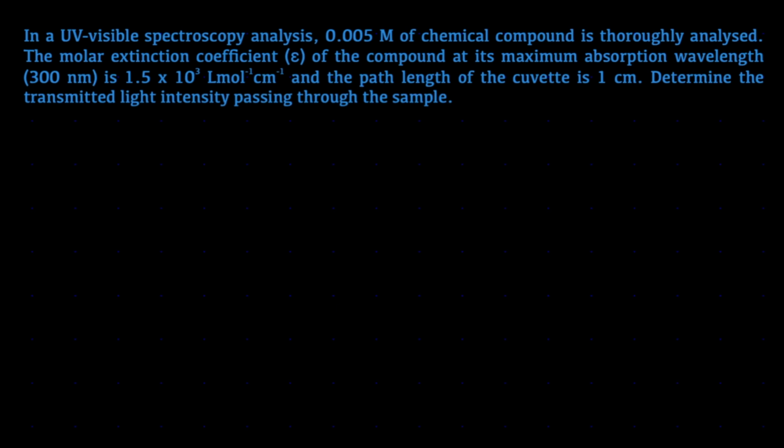In this video, we will learn about the UV-Vis analysis, determination of intensity of the transmitted light. In a UV visible spectroscopy analysis, a 0.05 molar of chemical compound is thoroughly analyzed. The molar extinction coefficient, the epsilon, of the compound at its maximum absorption wavelength 300 nanometer is 1.5 times 10 to the power of 3 liter per mole per centimeter, and the path length of the cuvette is 1 centimeter. Determine the transmitted light intensity passing through the sample.